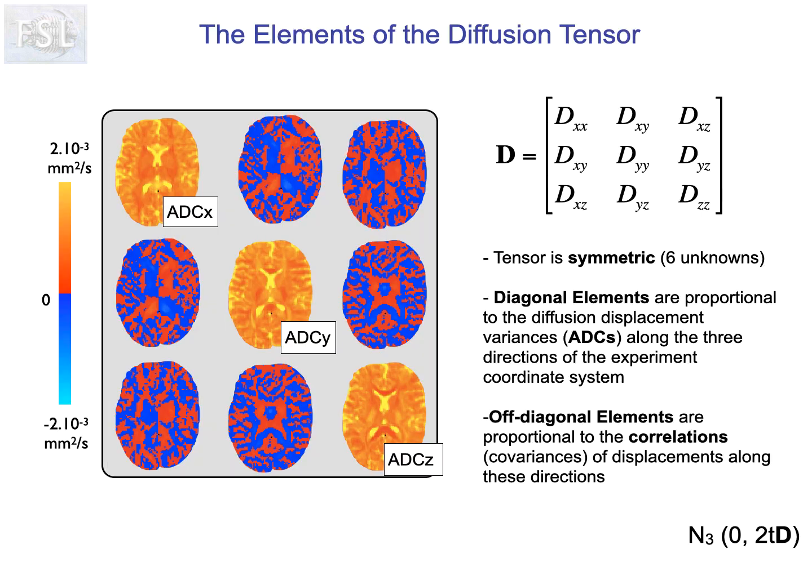And this is what the diffusion tensor looks like in the top right. Dxx tells us the diffusion in the x direction, Dyy tells us the diffusivity along the y direction, and Dzz tells us the diffusivity along the z direction. And on the left, we see what these values look like if we present them as images. The tensor also has these off-diagonal terms, and the off-diagonals are proportional to the correlations of displacements along these directions.